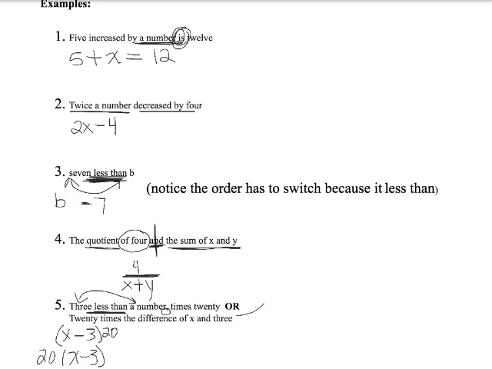Another way to think of this one is 20 times the difference of x and 3. So you're not just taking 20 times x minus 3. You're taking 20 times the whole difference, which is why we put that into parentheses.